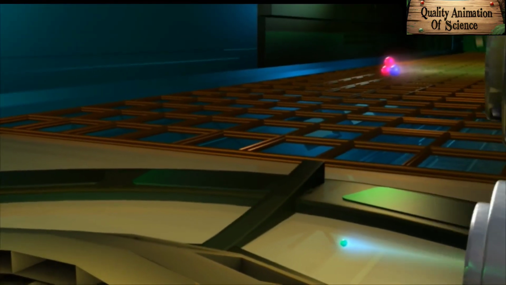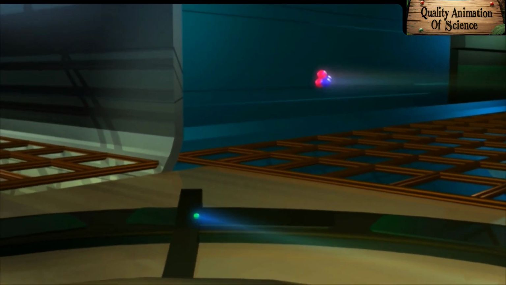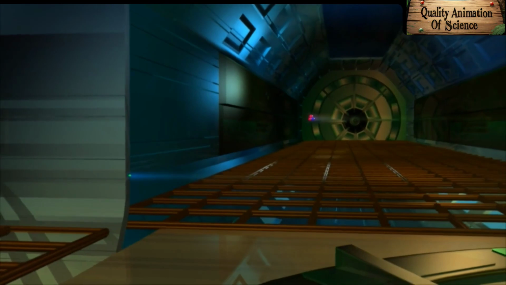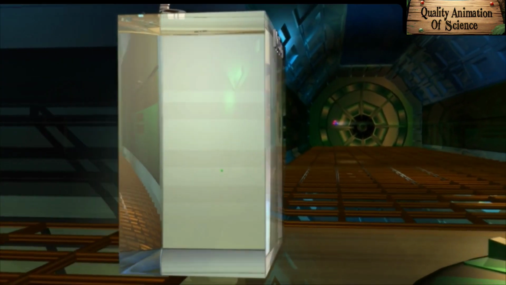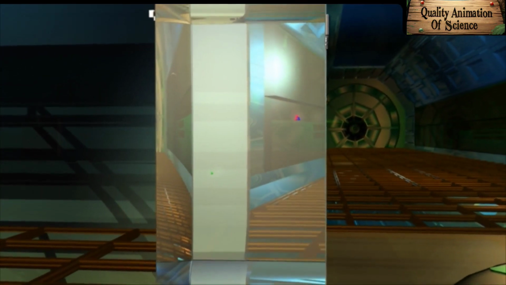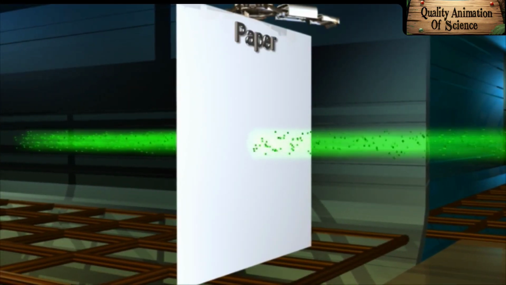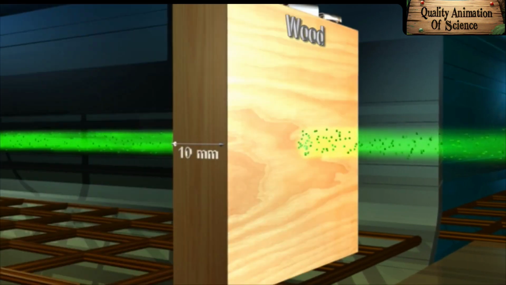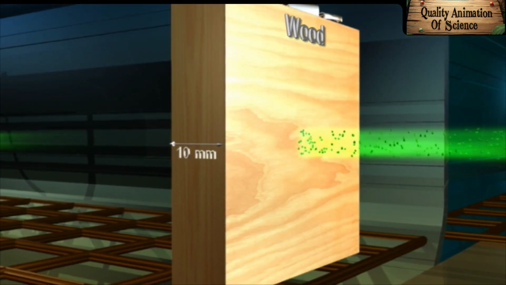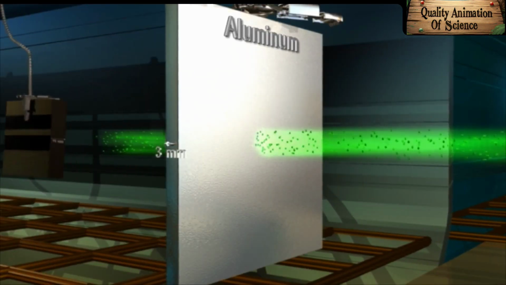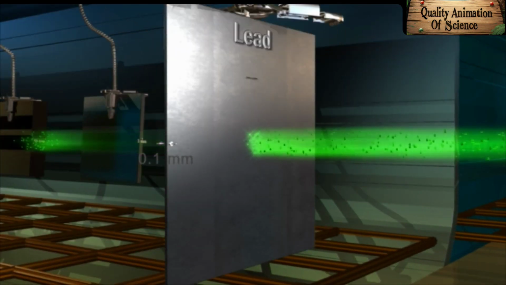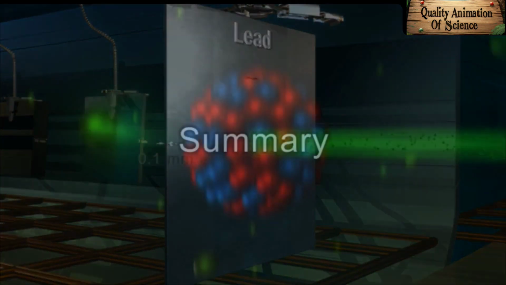Being smaller and more energetic than alpha particle, beta particles have greater range and hence greater penetration power than alpha particles in a medium. They easily go through a piece of paper, but most are stopped by 10 mm of wood, 3 mm of aluminium, or 0.1 mm of lead.